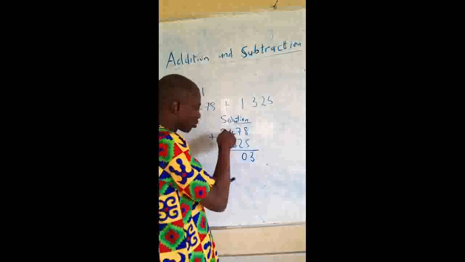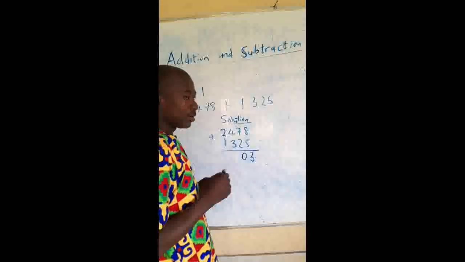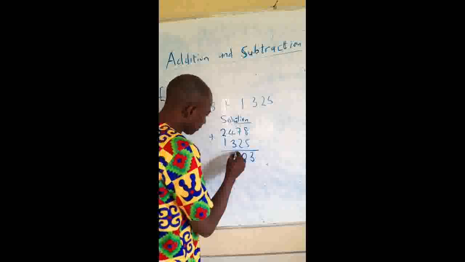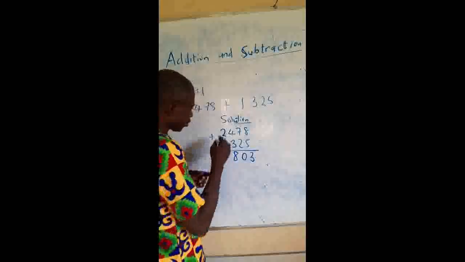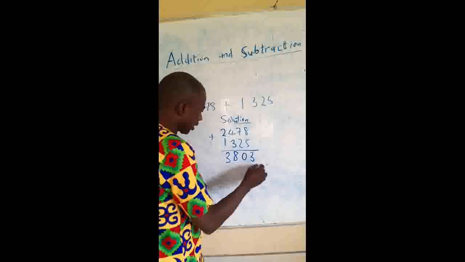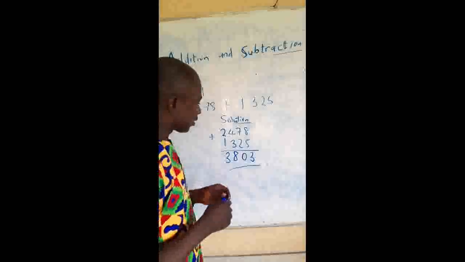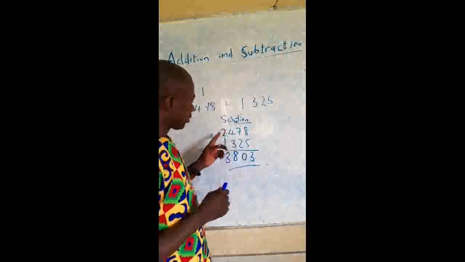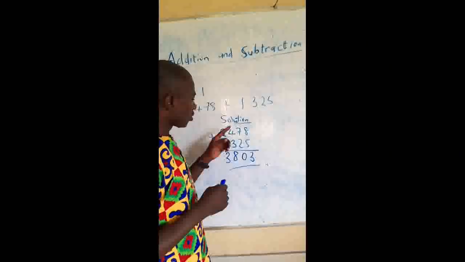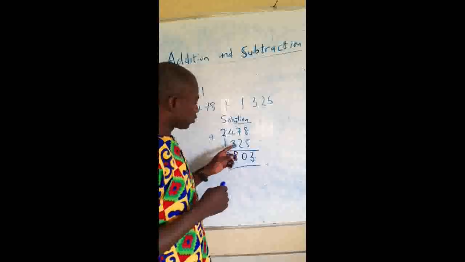So that 1 plus 4 is 5, plus 3 is 8. The last one is 2 plus 1, which is 3. And this becomes the answer to adding 2,478 plus 1,325.